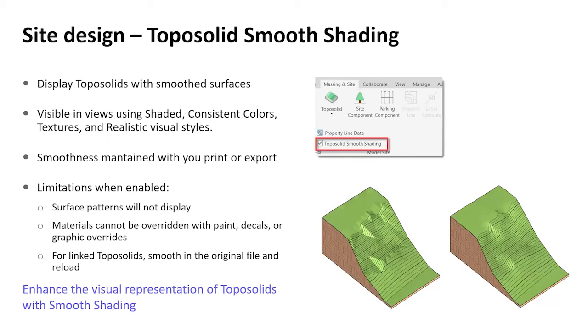There are some limitations. Some surface patterns or drafting patterns on the topo solid will not display when the smooth shading is enabled. You cannot place a decal on a smooth topo solid, and material displayed will not be overridden by graphic overrides. I don't think it's a game changer. It's still a great tool.